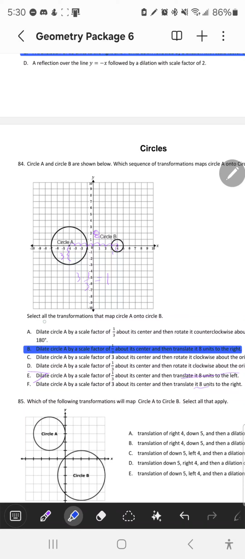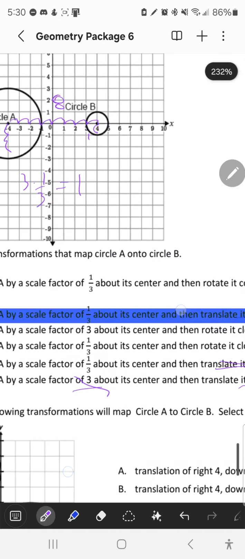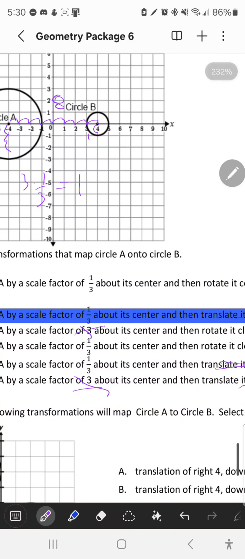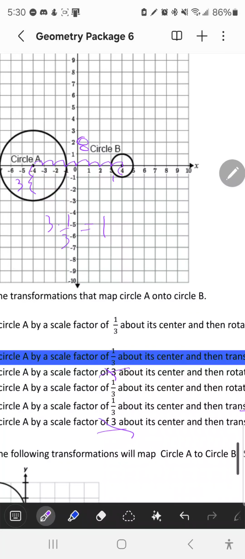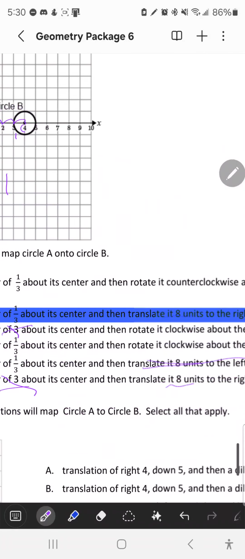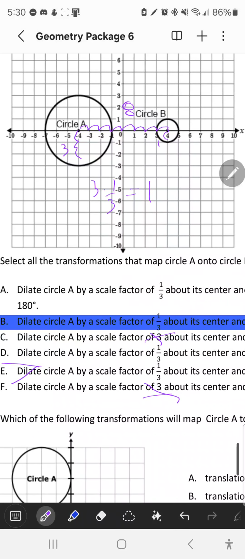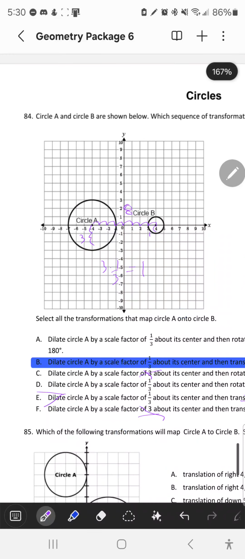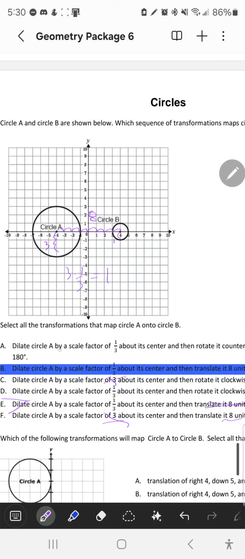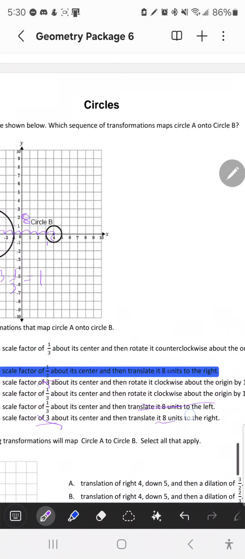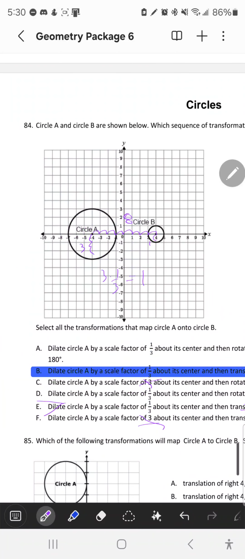And now it says select all the transformations. So first we know that E is not. We know that the dilation by 3 is not, because dilation by 3 makes it bigger, not smaller. So let's see. Could D be an answer? Could A be an answer? Dilate circle A by a factor of 1 over 3. Okay, perfect. Then rotate it counterclockwise about the origin by 180 degrees. Yeah, that's perfect. 180 degrees will be exactly this.